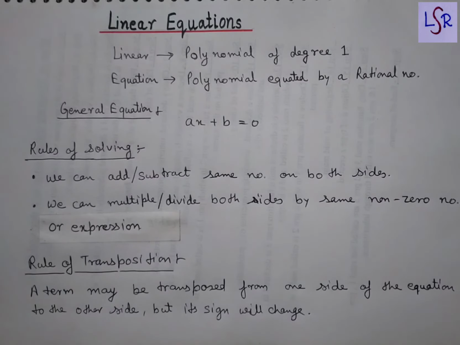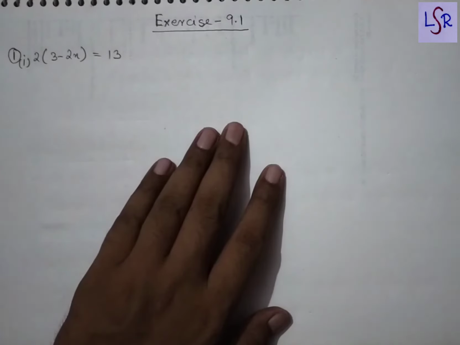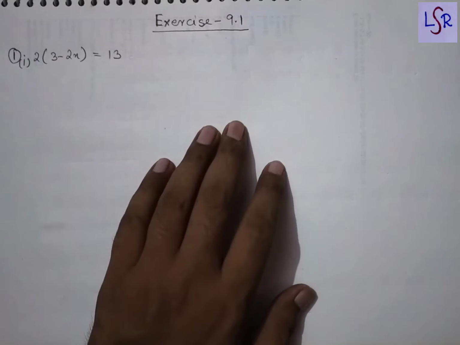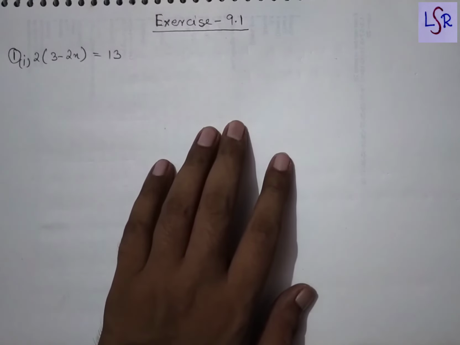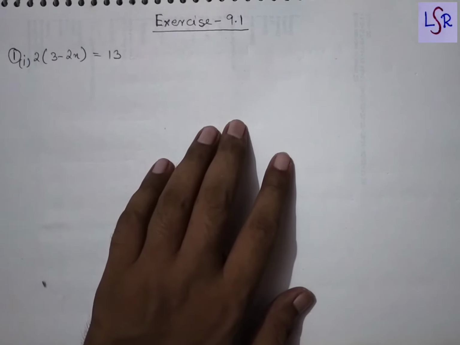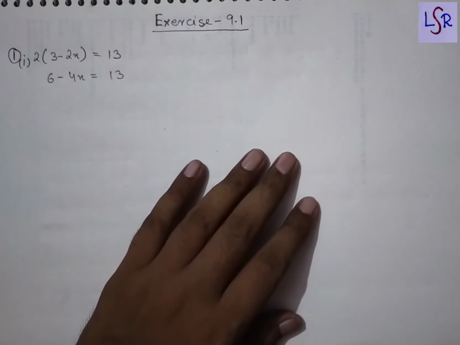Now let's start with the equation exercises. Let's start with the first question, first part. Here we are having 2 in a bracket 3 minus 2x equals 13. Very first of all we are going to open the bracket. On opening the bracket we have got 6 minus 4x.